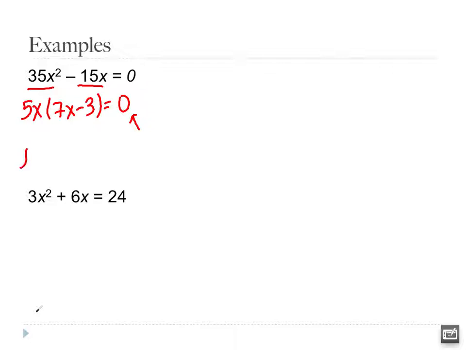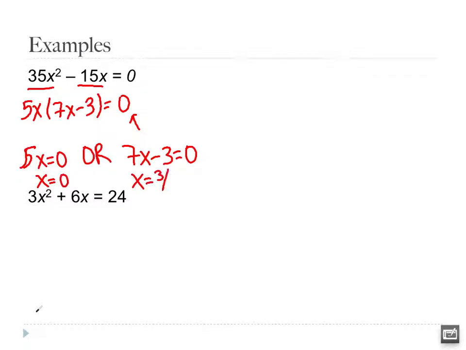That means that 5x is equal to 0, or 7x subtract 3 is equal to 0. Solving the first equation, you divide by 5, you get x is equal to 0. Second equation, add 3 and divide by 7, you get x is equal to 3 over 7. Last step is to write our solutions as ordered pairs. The first one is (0, 0), since y is always going to be 0. Second one is (3/7, 0), and again, y is equal to 0.